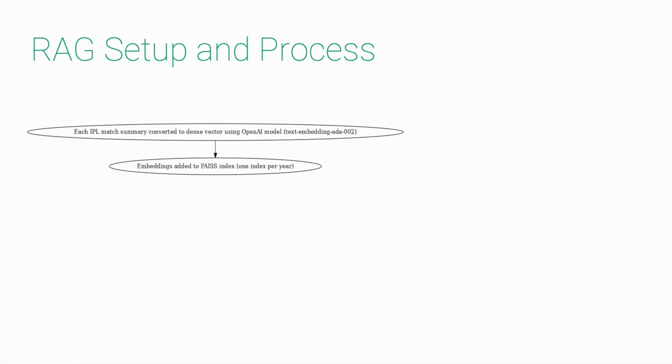So here's a quick overview of the setup and the process. And the thing you can see right now is the setup. Each match summary is converted into a dense vector using the OpenAI model. And these embeddings are added to an index. You have one index per year.